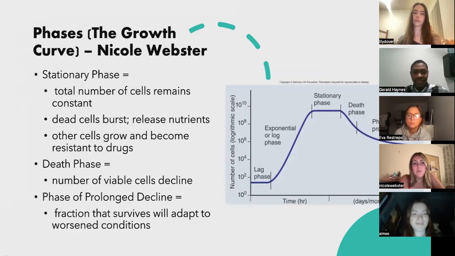Next is our stationary phase, where the total number of cells remains constant, but dead cells will burst, releasing their nutrients, and other cells will continue to grow and become more resistant to drugs. And our death phase is when the number of viable cells starts to decline, and then our phase of prolonged decline, where the cells continue to die, but the fraction that does survive will adapt to the worsened conditions.